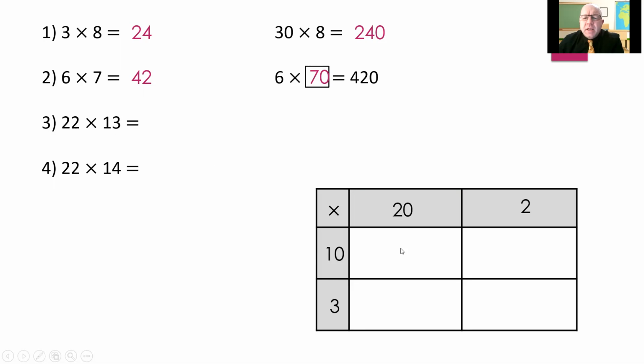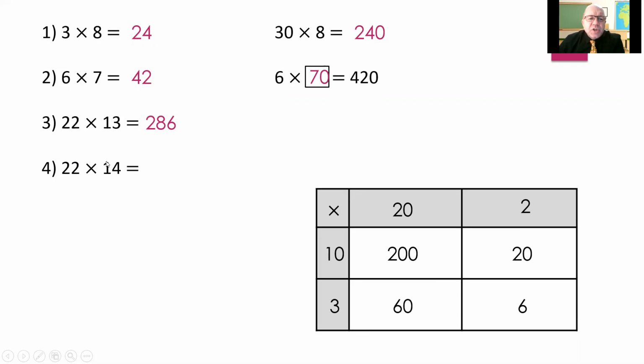So we'll start with 10 times 20. Well, that's 200 because 1 times 2 is 2. There are 2 zeros in our question, so we've got 2 zeros in our answer. 10 times 2 is 20. 3 times 20 is 60. And 3 times 2 is 6. And we add together all the numbers in the white area of the grid. So that gives us 286.